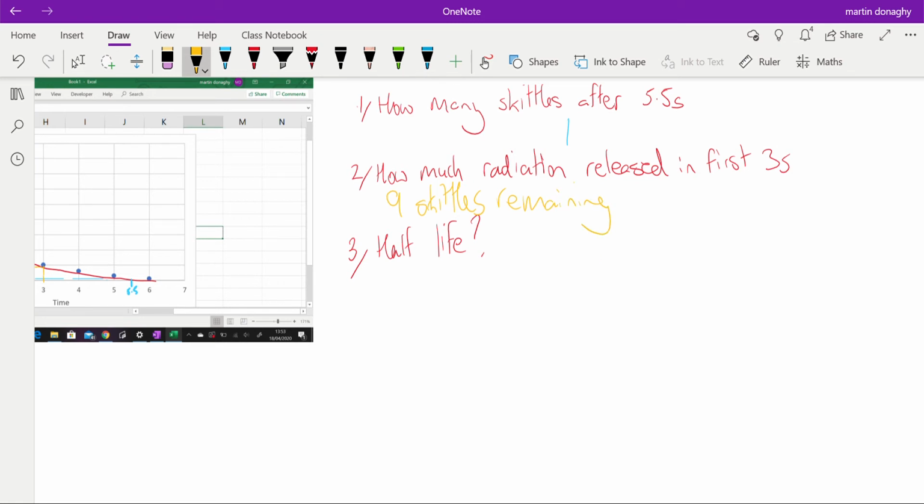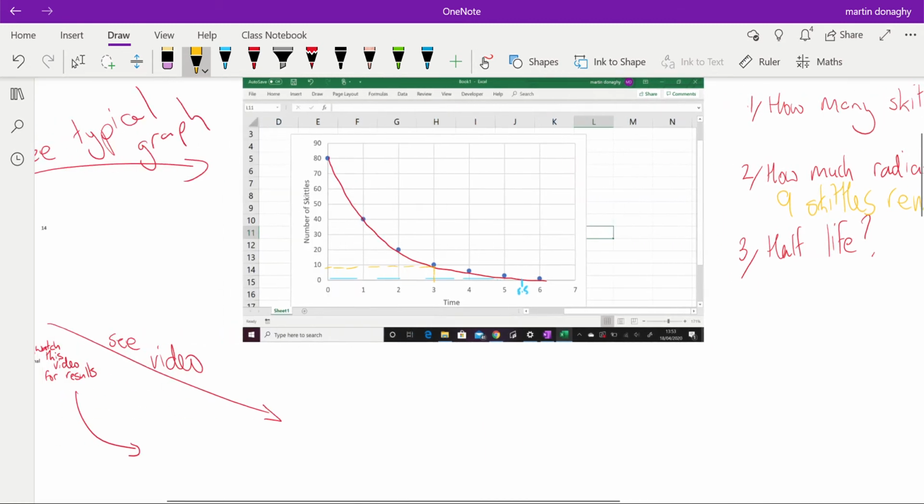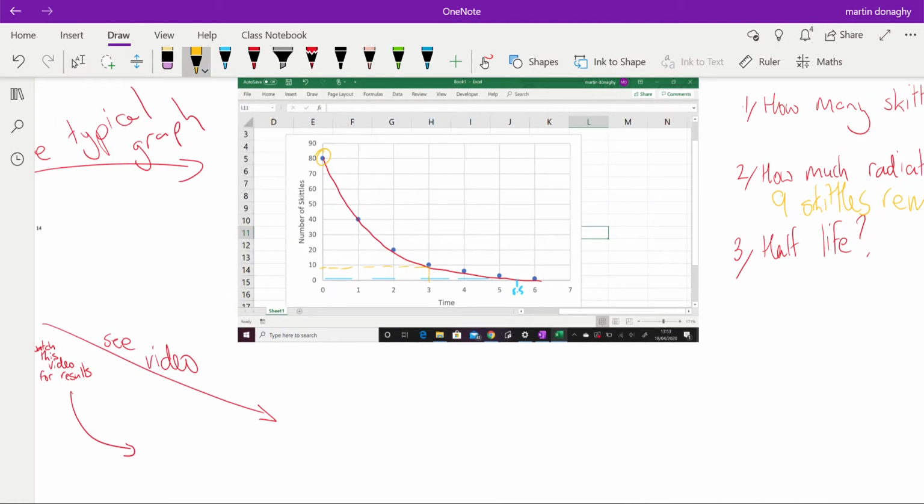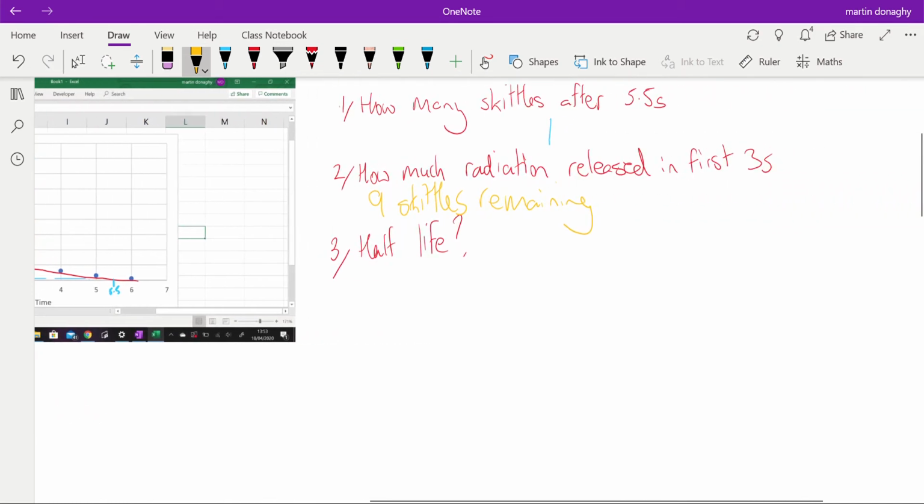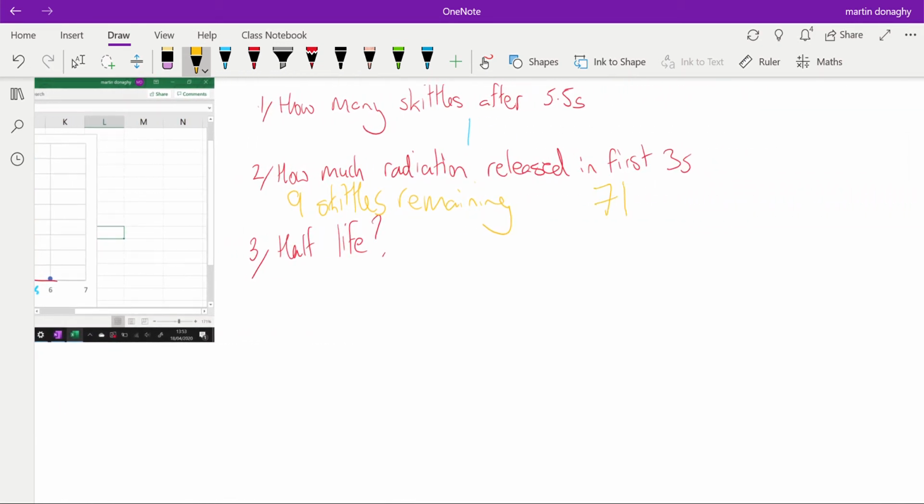Radiation is released when a nucleus goes from being unstable, decays, and becomes stable. So we started off with 80 unstable nuclei. In the first 3 seconds, that has decreased to 9 according to the curve, not according to the actual table of results. So the number of those unstable nuclei that must have decayed and become stable is actually 71. So we would get 71 pieces of radiation emitted in those first 3 seconds.